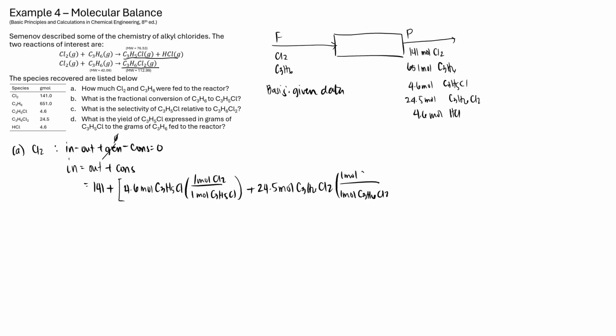So it needs also 1 mole of Cl2 for that one, and that will give me how much? 170.1. Okay. Next, C3H6. It's basically the same thing. In is equal to out plus consumed. The same simplification, the values are just different. The C3H6 that went out is 651. Consumed.